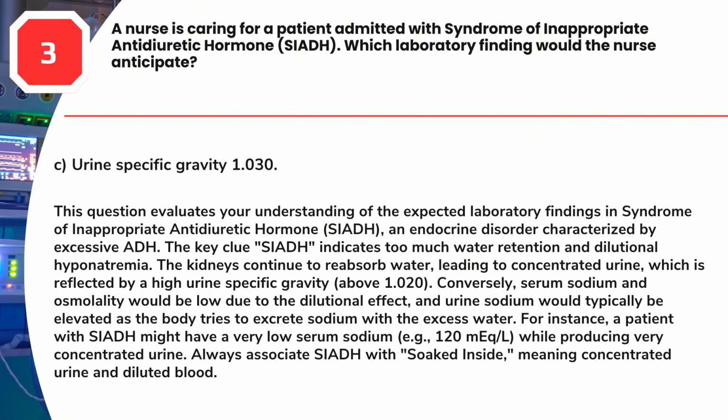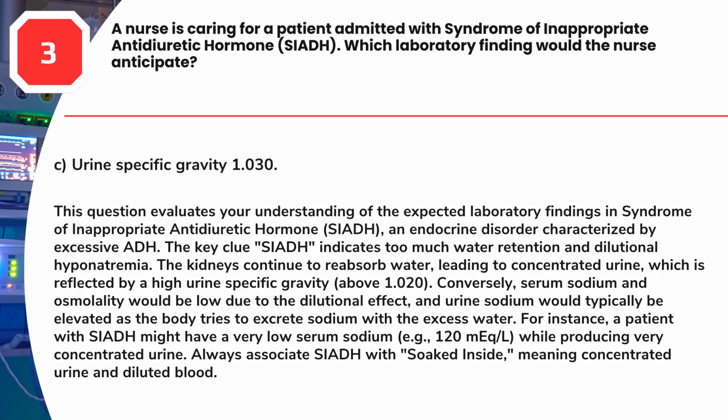Answer, C. Urine-specific gravity 1,030. This question evaluates your understanding of the expected laboratory findings in syndrome of inappropriate antidiuretic hormone, SIAD, an endocrine disorder characterized by excessive ADH. The key clue SIAD indicates too much water retention and dilutional hyponatremia. The kidneys continue to reabsorb water, leading to concentrated urine, which is reflected by a high urine-specific gravity, above 1,020.